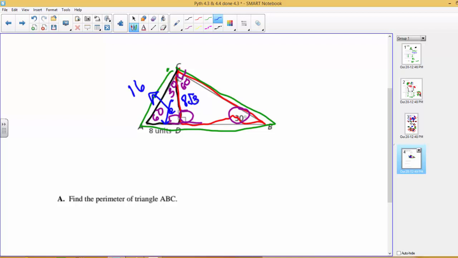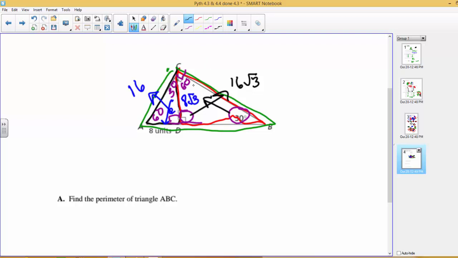So now you're looking at the red triangle. In the red triangle, the side across from the 30 is 8 square root of 3. So the side across from the 90 is twice that. So that's 16 square root of 3. That's twice 8 square root of 3.